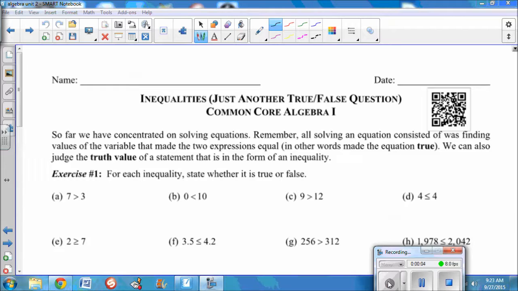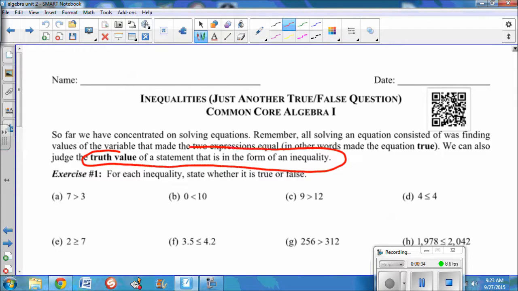Inequalities. So we're going to talk about true and false questions when it comes to inequalities. Now that we've spent some time with equations, we're going to spend some time with inequalities and see how they're different and how they're very similar. When we found a solution to an equation, we checked it to see if it was true. Well, we can do the same thing. We can determine the truth value of an inequality, but we're going to see something interesting when it comes to the inequality and the truth value, to determine whether it's true or false.